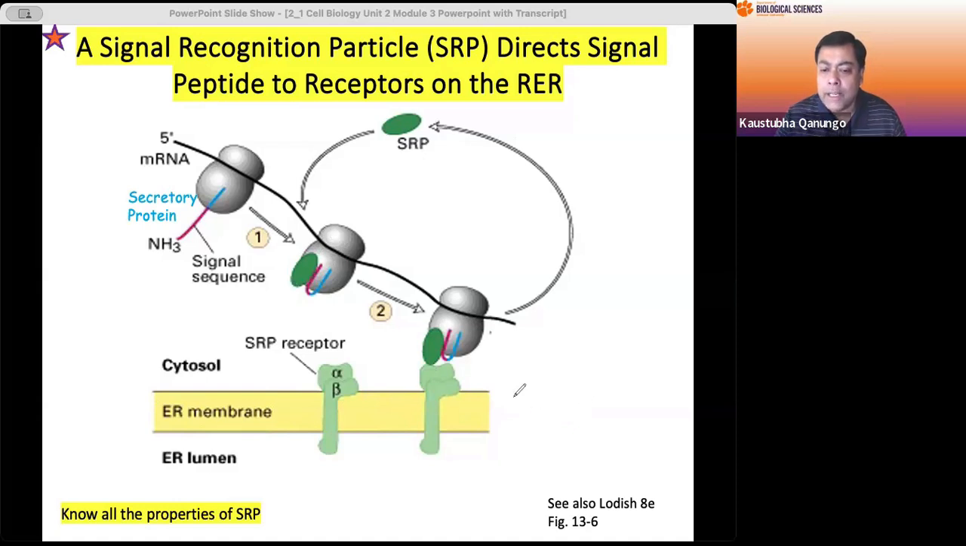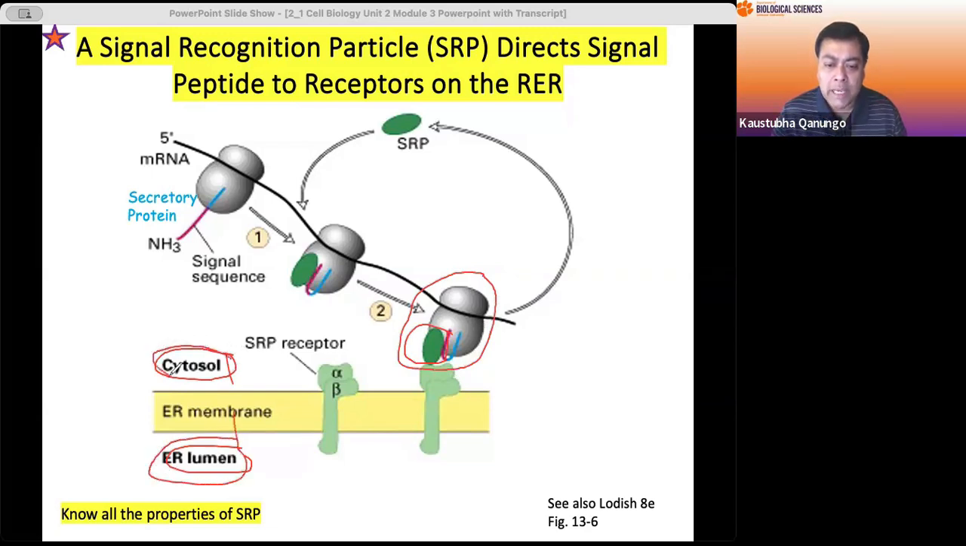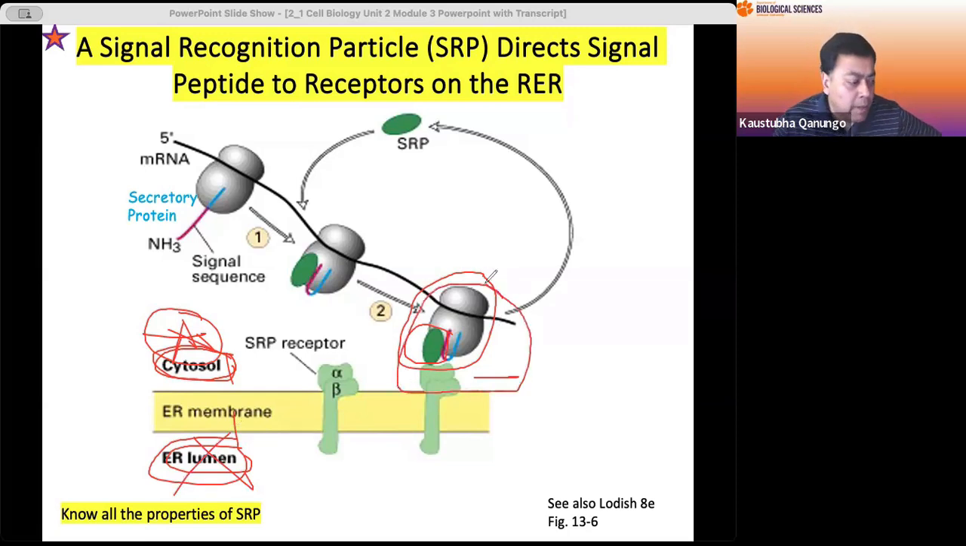So the question is, look at the topology of the membrane. If we ask you where the translating ribosome, with the help of the SRP, will be brought, onto which surface of the ER membrane, the ER lumen or the cytosol? Remember that it is bringing it to the cytosolic side of the ER, not the lumen side, because it is putting it on the outside of the ER membrane.